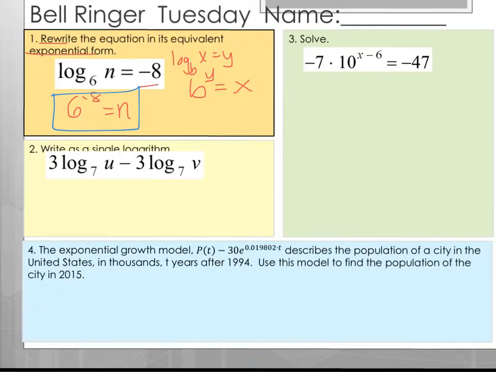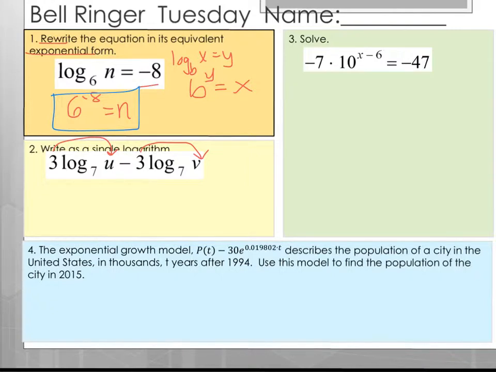In number 2, they want us to rewrite the expression as a single logarithm. I noticed a couple of things here. We have some numbers in front of the logs. Those can be written as the exponents on the argument, so I know I'm going to have a log base 7 u cubed. And then over here, same thing. We have this 3 that can go as the exponent on the argument v.